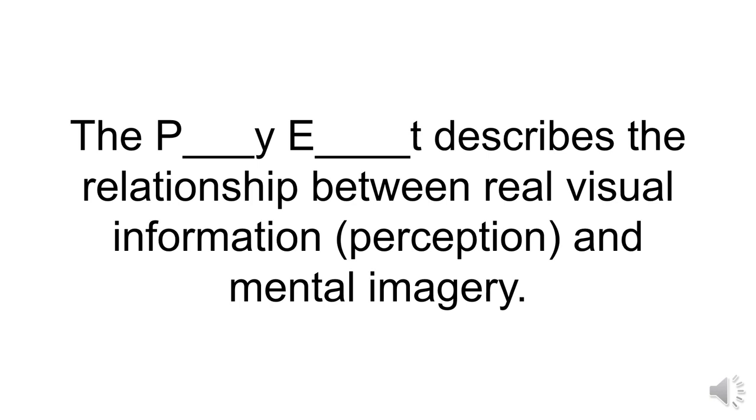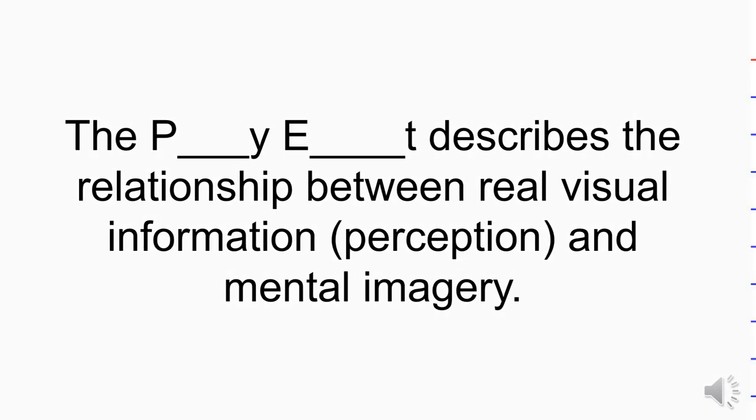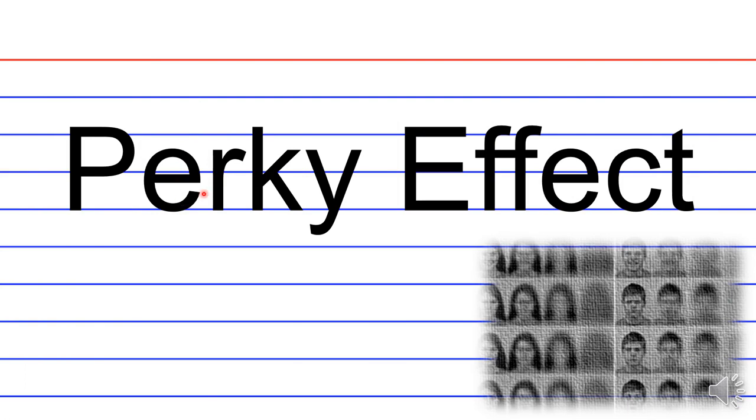So what is this? And I think you should know it. I kind of just gave you the answer previously. That's right, the Perky Effect. So here goes an example. This might be the actual perception, but then your mental imagery might create this or this, obviously due to vision impairments, or it might be due to something else.